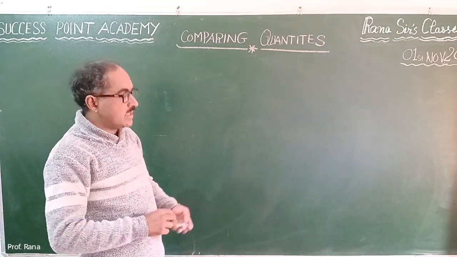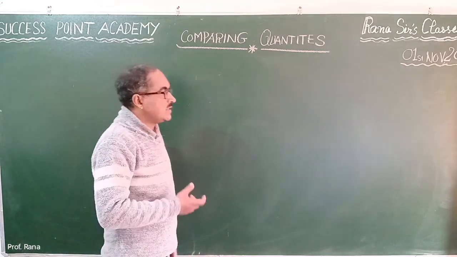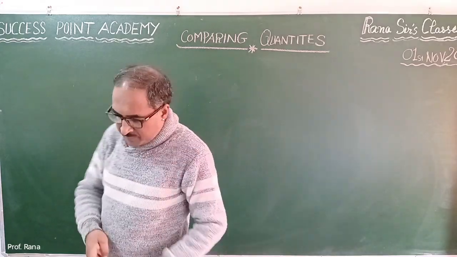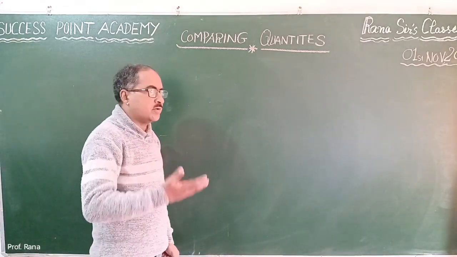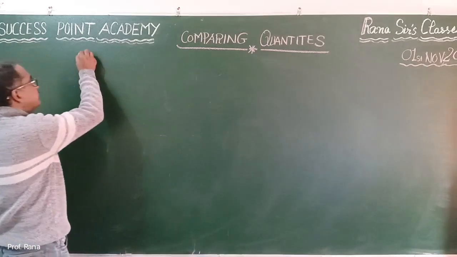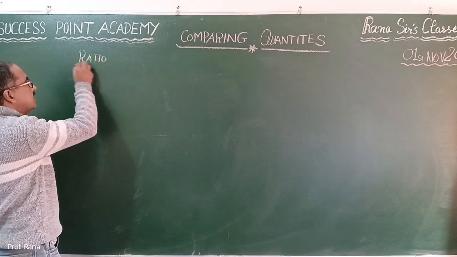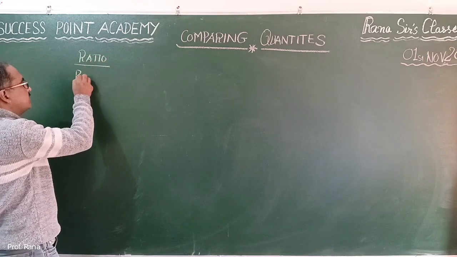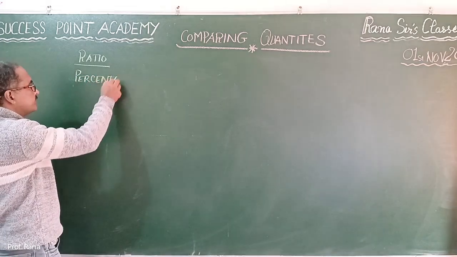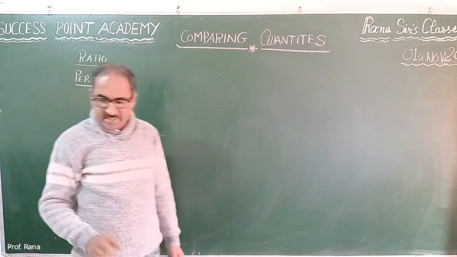So it is comparing quantities. So what will we do in comparing quantities? Mean, in mathematics, how do we compare different quantities? We deal with 3-4 portions in this. First one is ratio. Then we have percentage. Write down. Then we have percentage.